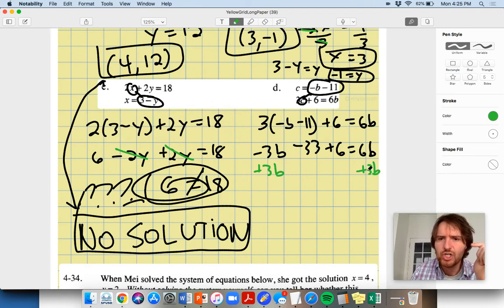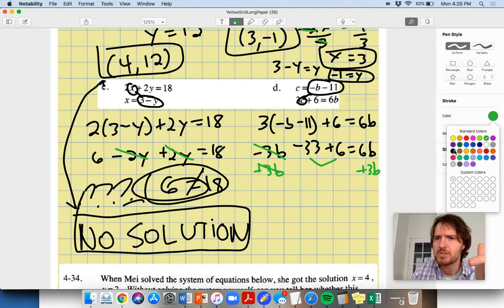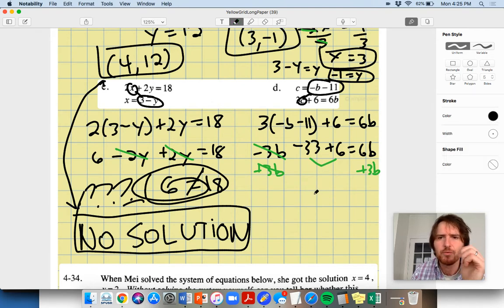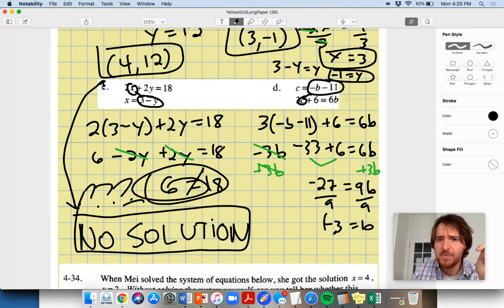The reason why I chose to get rid of this one is because this was negative. I want to get my positives over here. That's going to make my life a little bit easier. Okay, we can combine these two. Negative 33 plus 6 is negative 27. 6b plus 3b is 9b. So we will get a solution for this one. We'll just divide both sides by 9, and we get negative 3 equal to b. So there's my b.